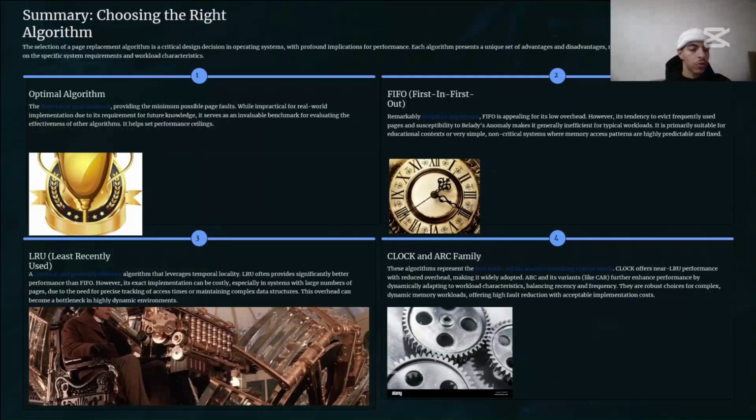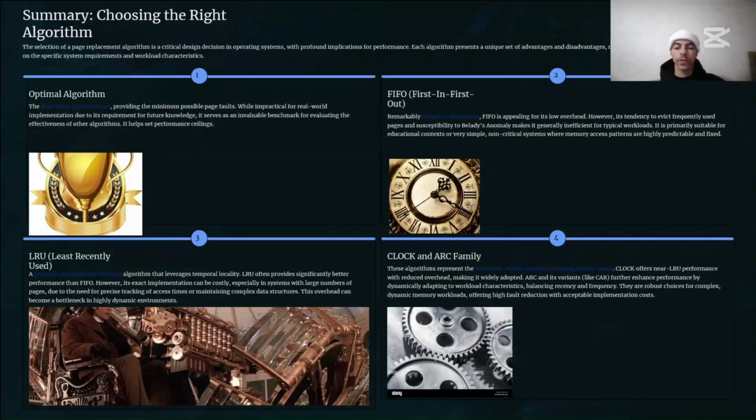Number three, LRU, or least recently used, a practical and generally effective algorithm that leverages temporal locality. LRU often provides significantly better performance than first in, first out. However, its exact implementation can be costly, especially in systems with large numbers of pages, due to the need for precise tracking of access times or maintaining complex data structures. This overhead can become a bottleneck in highly dynamic environments.